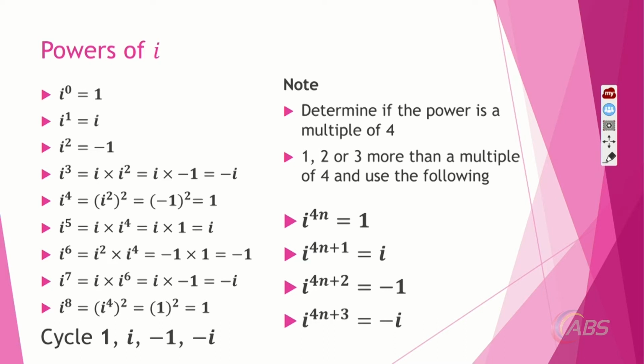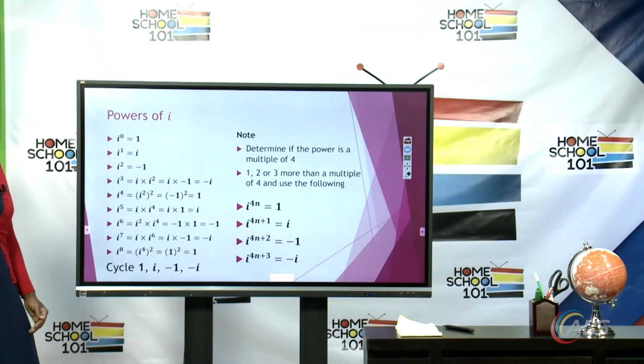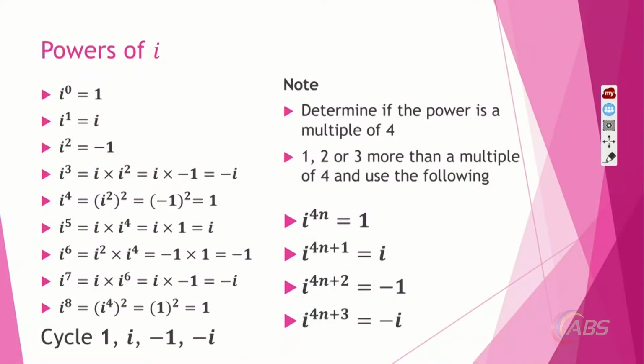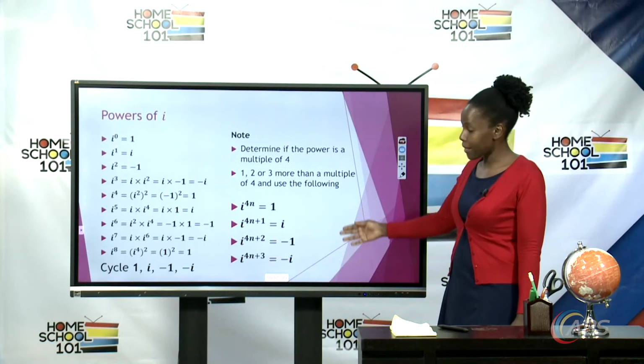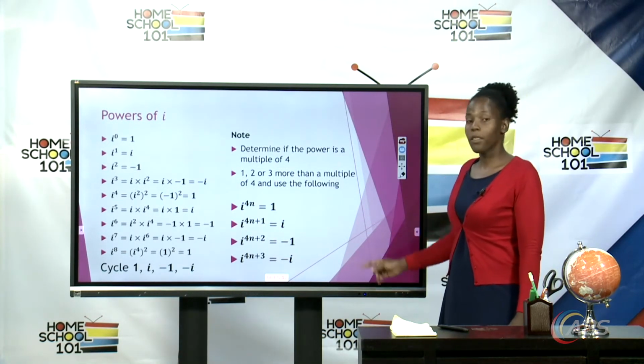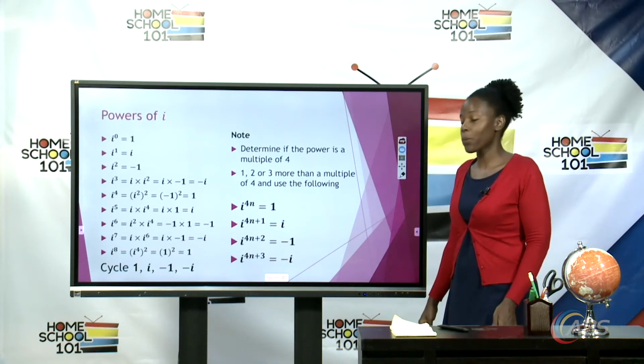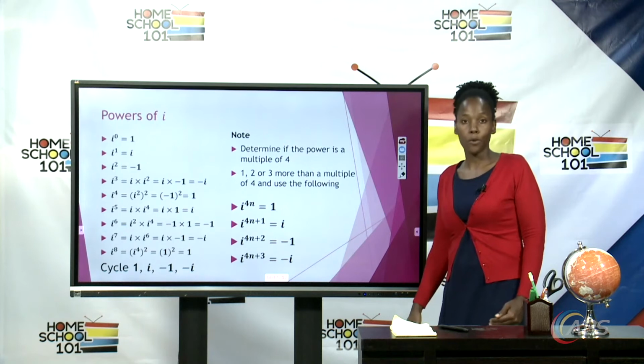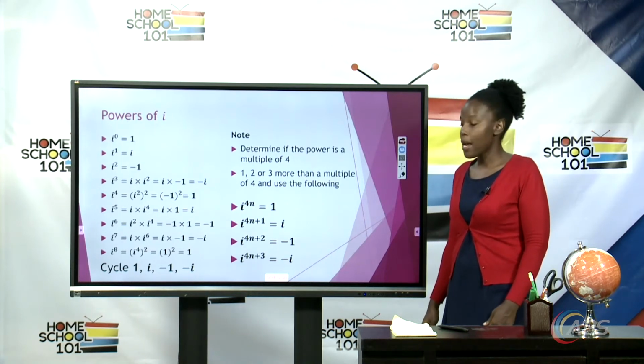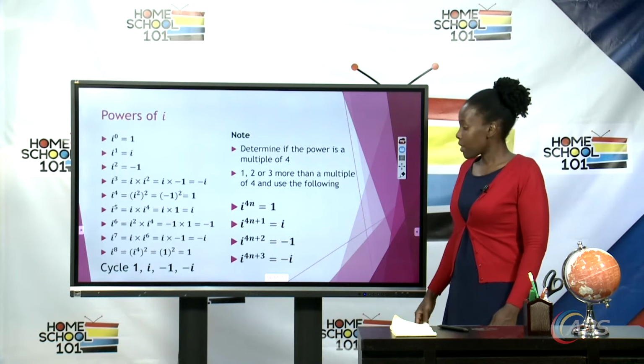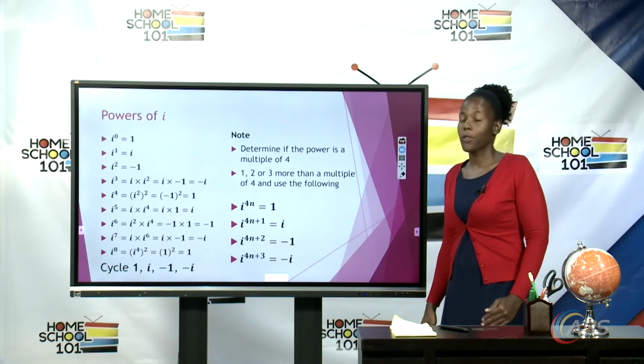Then if we look to the third option, i to the power 4n plus 2 would give us a value of negative 1, and i to the power 4n plus 3 would give us a value of negative i. So therefore, any power of i that you are given, you will be able to simplify the power by trying to write it as one of these options. Either i to the power 4n, i to the power 4n plus 1, i to the power 4n plus 2, or i to the power 4n plus 3. And these will be the 4 options that you would get once you have i being raised to a positive power.